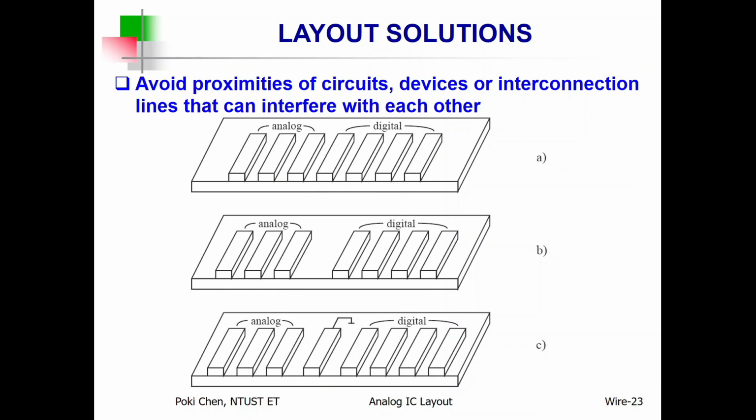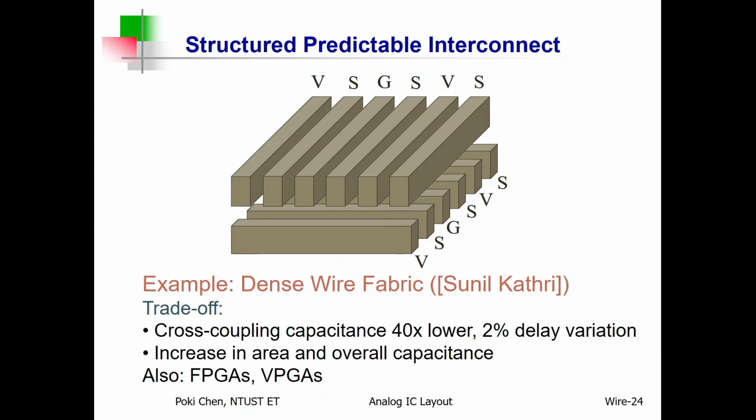Let's go further. For our layout solutions, usually don't mix the wires of your analog circuit and the digital circuit. Otherwise, the noise of the digital wires will be coupled to your analog circuit. It is really harmful for your analog circuit. You had better keep them far away enough. And to make it even better, you can have some kind of shield. Usually we have guard rings for shielding.